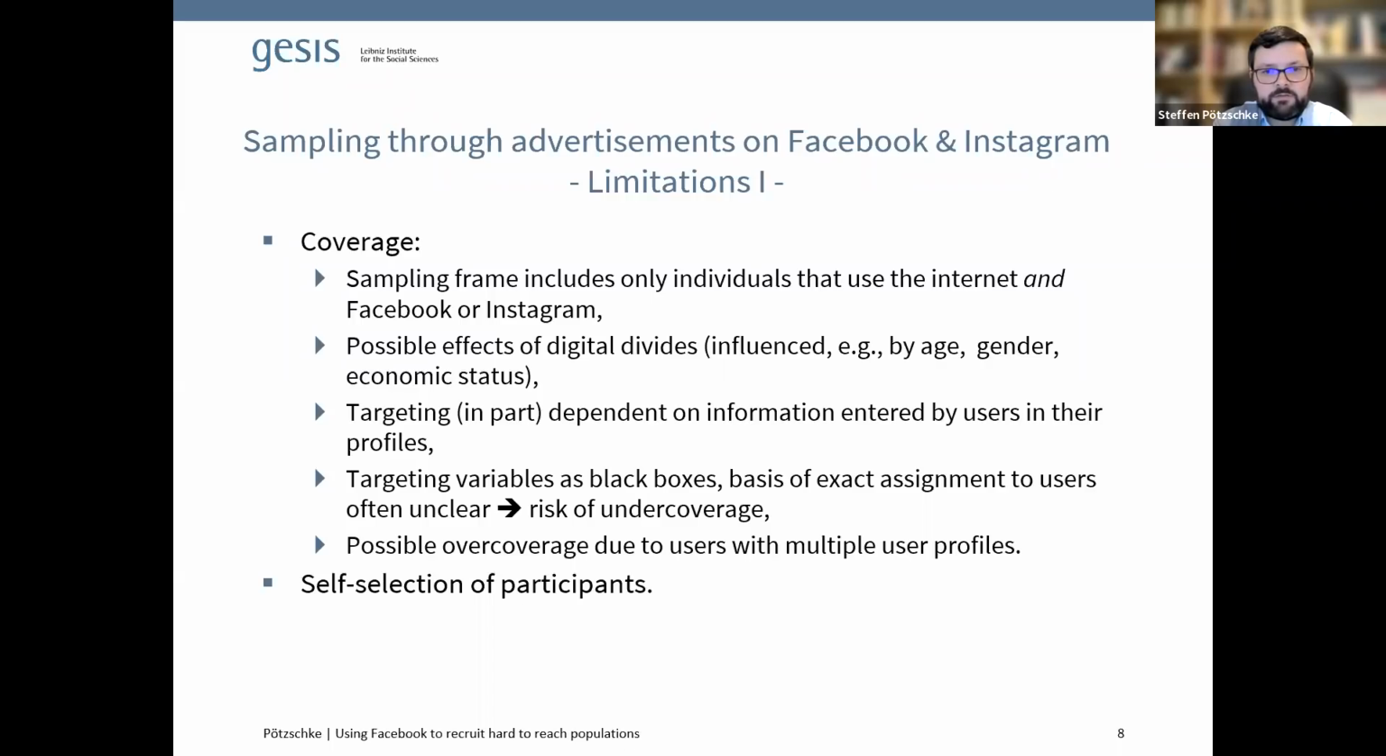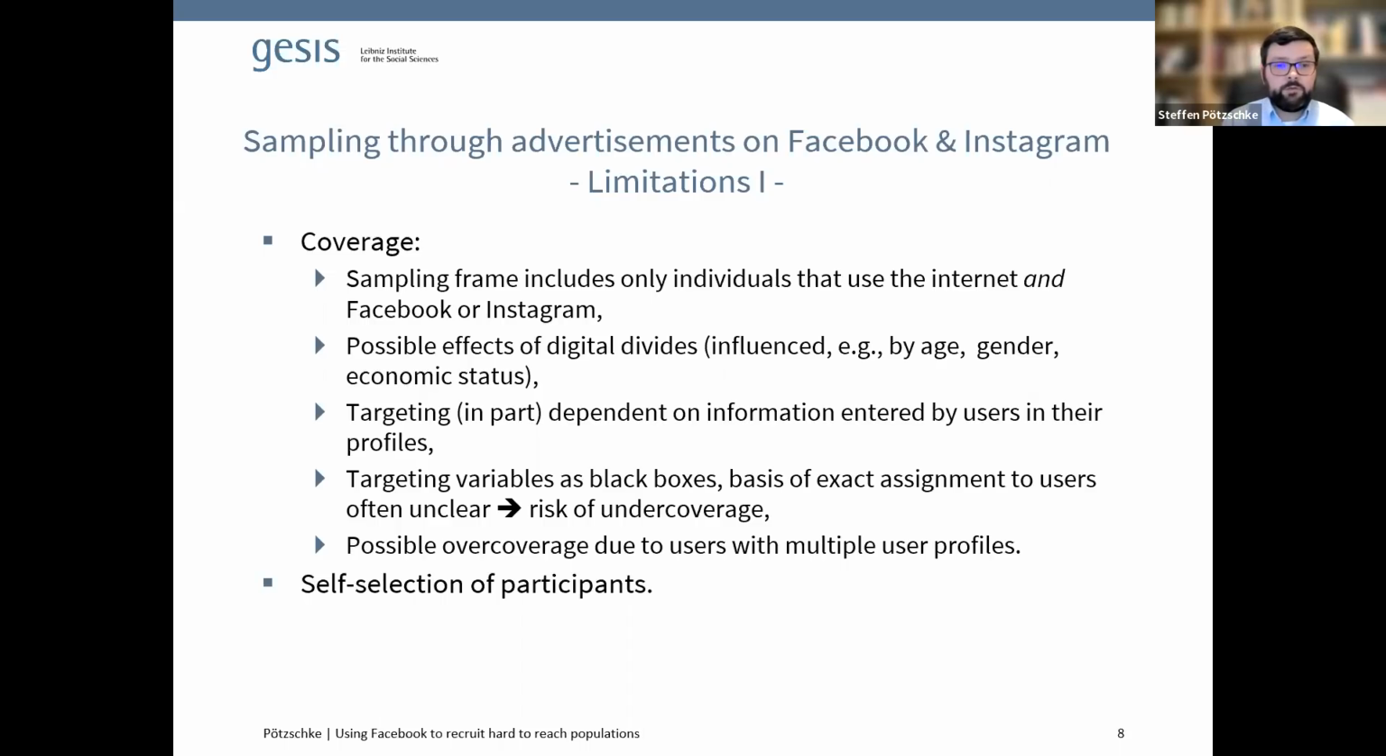The targeting depends in part on the information entered by users in their profiles. Targeting variables are black boxes, meaning we do not really know what goes in and what doesn't. And people might also use more than one user profile, which might actually lead to overcoverage.